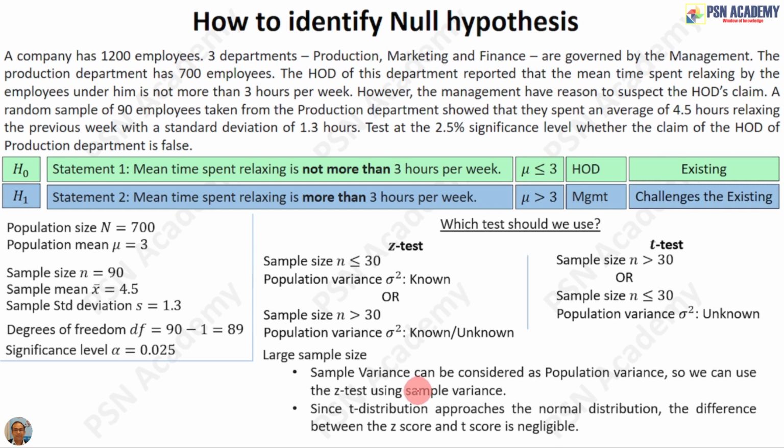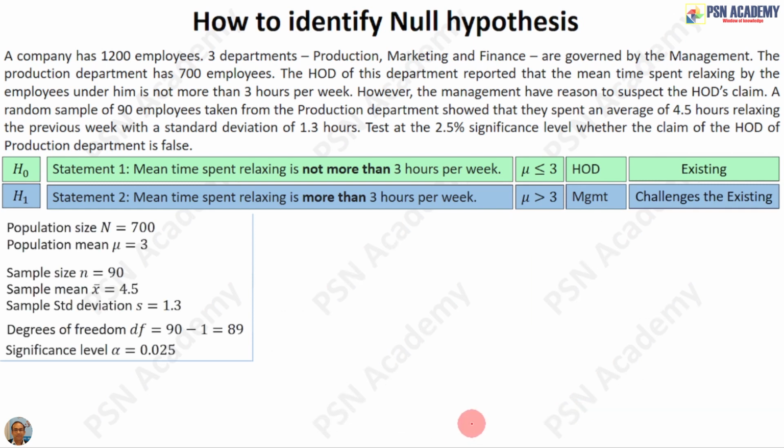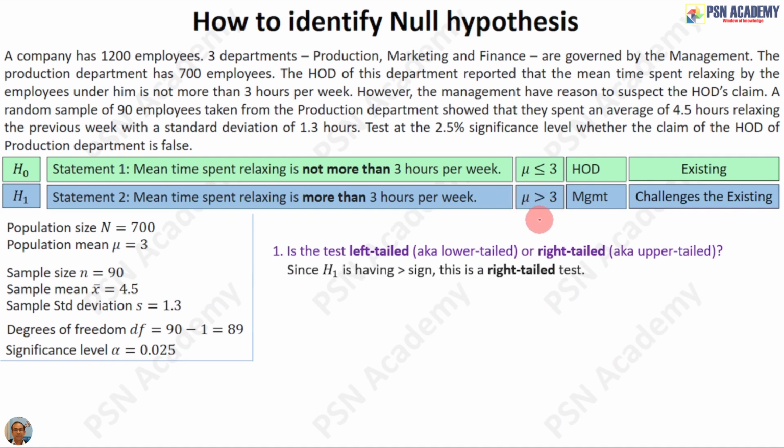Now since the sample size is high, you have a higher degree of freedom, and for that reason the t-distribution will approach the normal distribution, and as a result there will be a negligible difference between the z-score and the t-score. Now here is another question: whether our test is left-tailed, also known as lower-tailed, or right-tailed, also known as upper-tailed. You see the H1, that is the alternative hypothesis. It is telling that mu is greater than 3. When it is showing like this, then you should say that it is a right-tailed test.